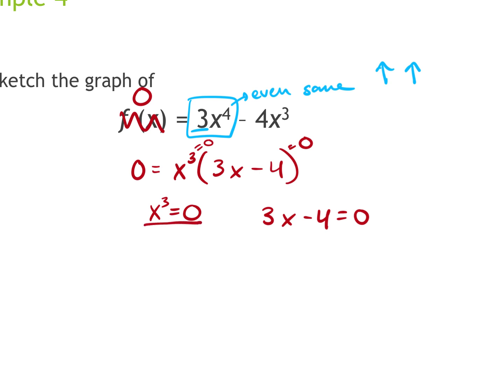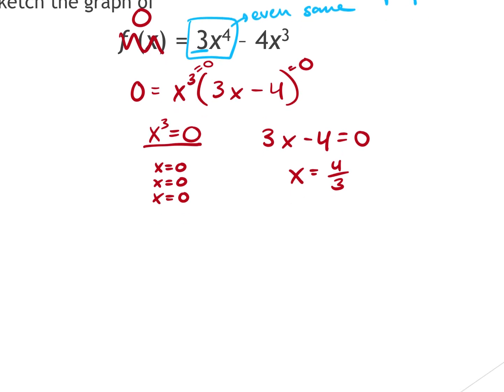X to the third power equals 0. How many zeros do I have? 3. X equals 0, x equals 0, and x equals 0. You don't have to list it out 3 times, but it may help when you're talking about your multiplicity and how your graph goes. And then x equals 4 over 3. So let's plot those points. So I'm going to have a point at 0 and a point at 4/3. So that's going to be 1 and a third. So it'll be there.